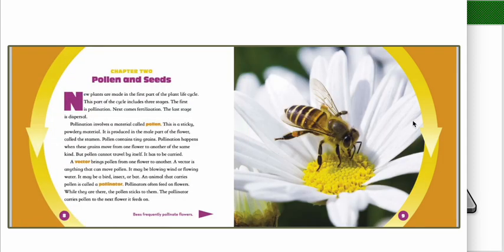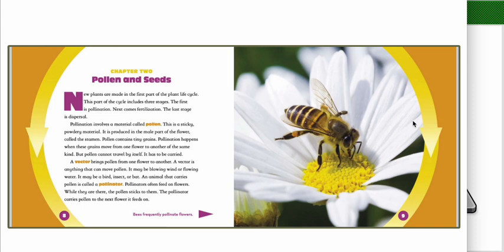Chapter 2, Pollen and Seeds. New plants are made in the first part of the plant life cycle. This part of the cycle includes 3 stages. The first stage is pollination. Next comes fertilization, and the last stage is dispersal.